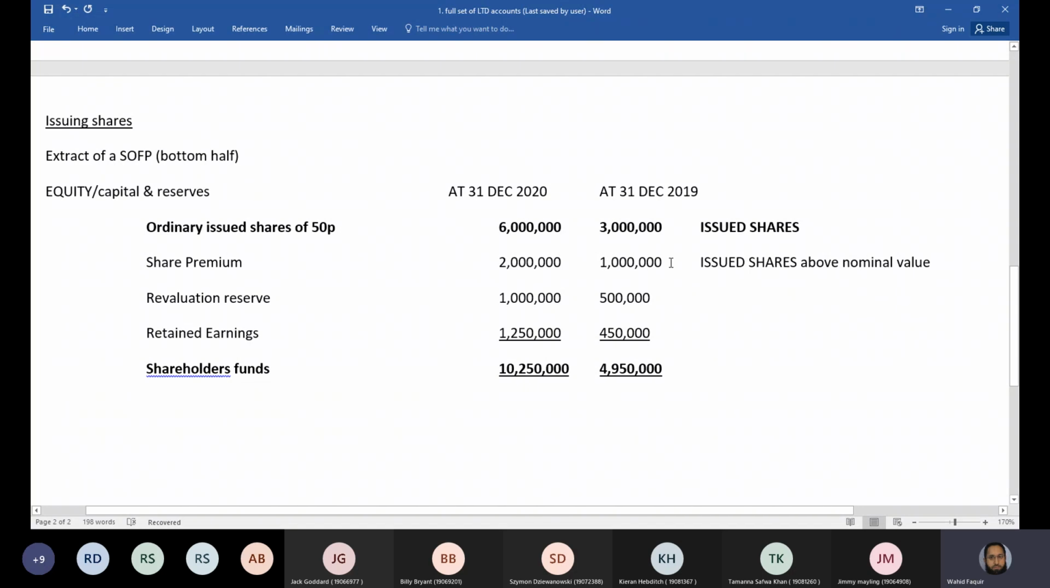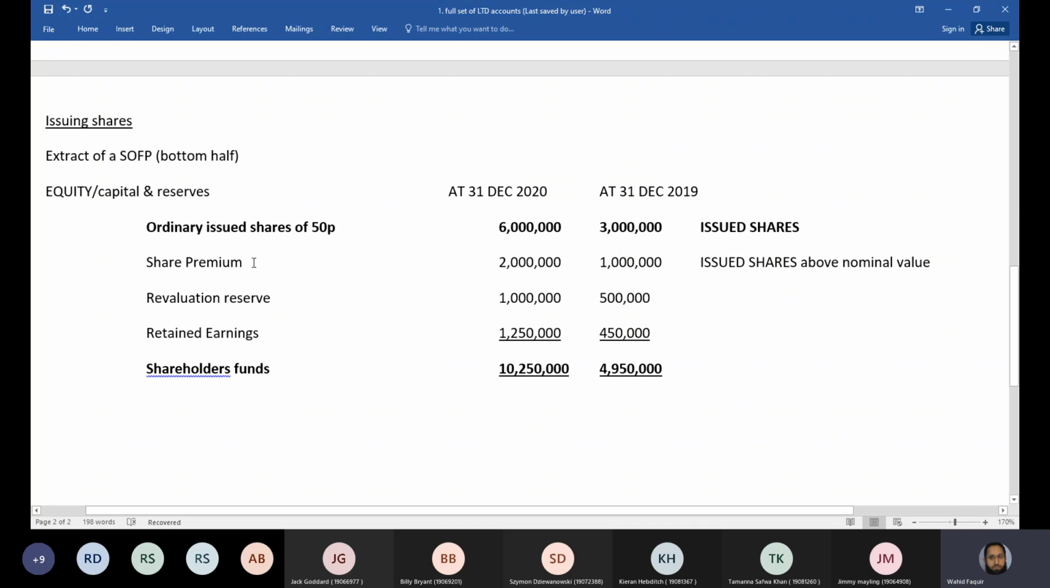We've also managed to increase our share premium, and that was as a result of issuing shares at greater than 50p. 50p represents a nominal value. Nominal value is the face value or the par value, and that represents the price of the shares when the company was initially set up. But now that the company has grown in size, when they sell shares for greater than the nominal value, we don't put that figure in this line, ordinary issued shares.